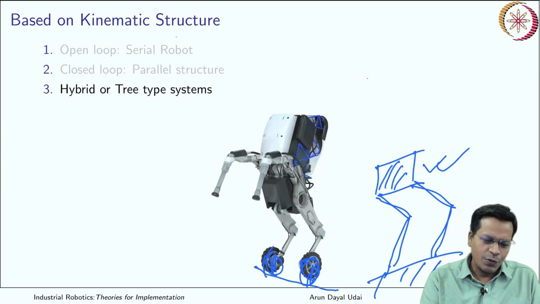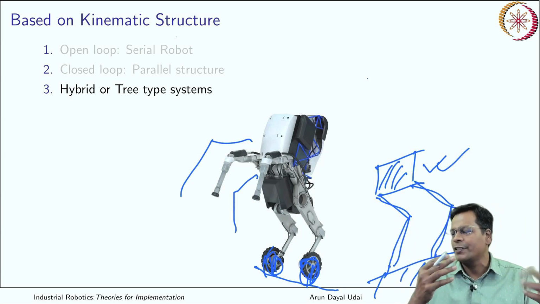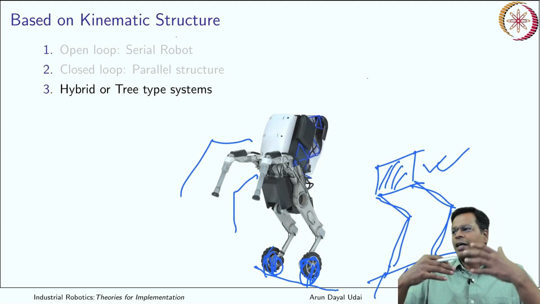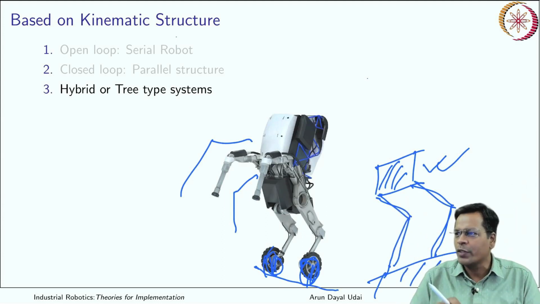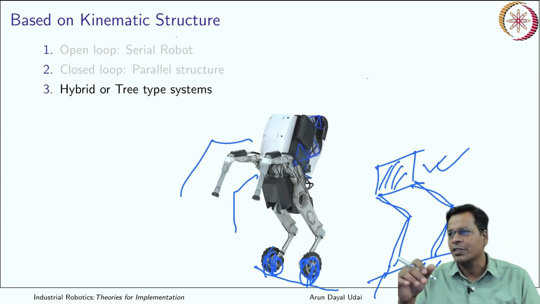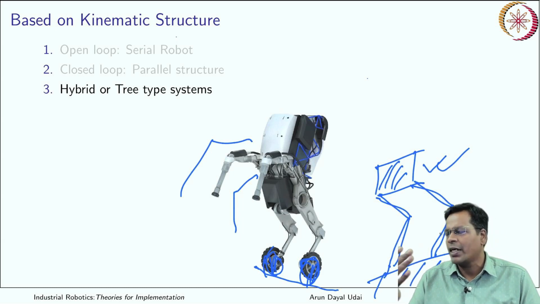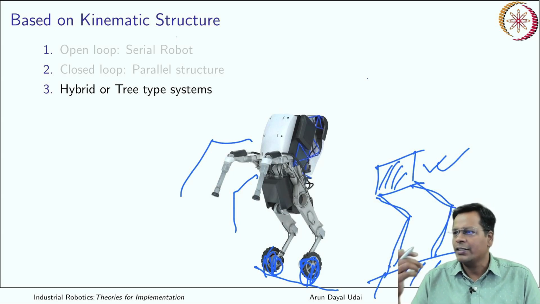And then you have two serial chain robots which are open robots, just like your arm, and it looks like a tree, you know. You have a trunk and then you have branches which can move in air, right? So that is the reason it is named a hybrid or tree type system. This is based on the kinematic structure. You can further classify the robot as an open chain or a closed chain. Each one of them has its own advantage and disadvantage.